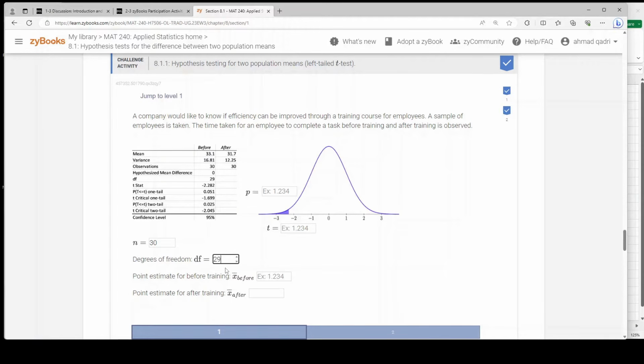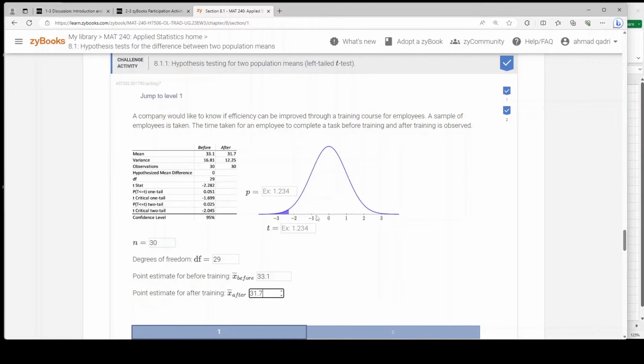Degrees of freedom are 29 because df equals n minus 1 for a t-test when we're using the t-distribution. So it's 30 minus 1, 29. Point estimate for before training. Point estimate here is going to be the sample mean. So we have a before mean and an after mean. So the before mean is shown here, 33.1, and after mean is 31.7.